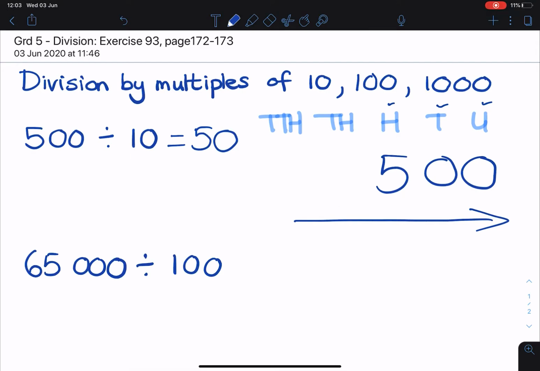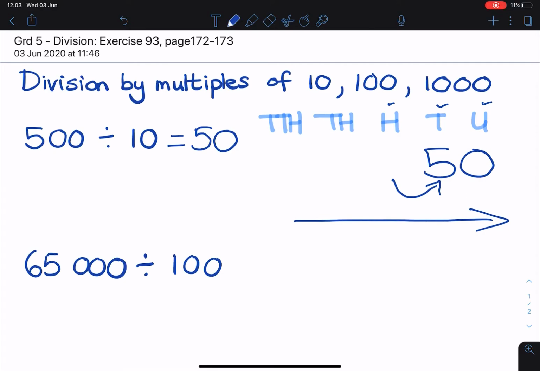So 500 moves over one space. 10 has got 1 0, so our number moved from the hundreds into the tens column. It moved over one space. It became smaller. I'll show you another way of doing these, which is really quick and easy.